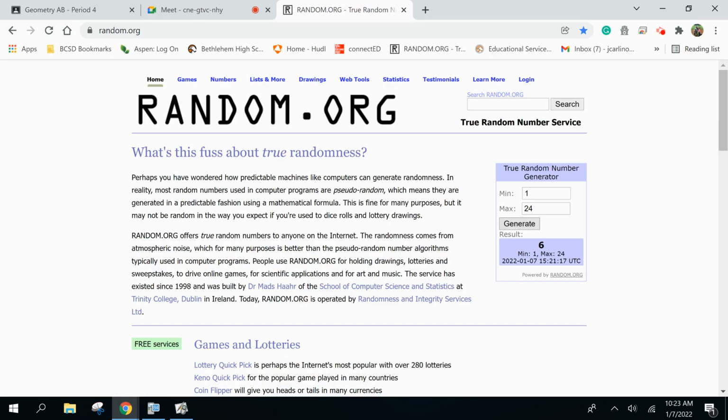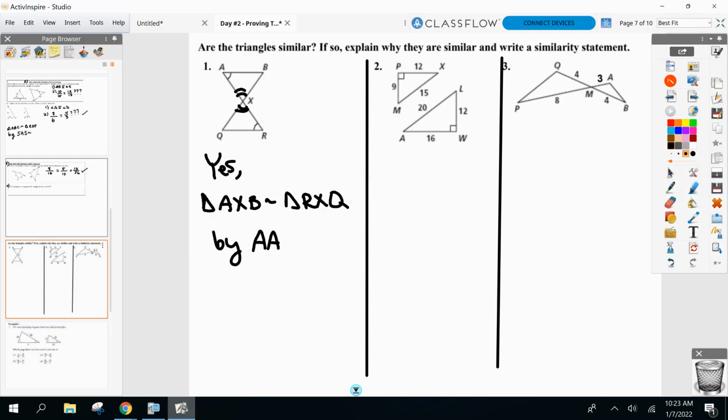All right, what do you got for me? Number 7, we have a yes. I got a yes, which is correct. Let me just write my statement first. Triangle XPM similar to AWL. All right, what method? Side.